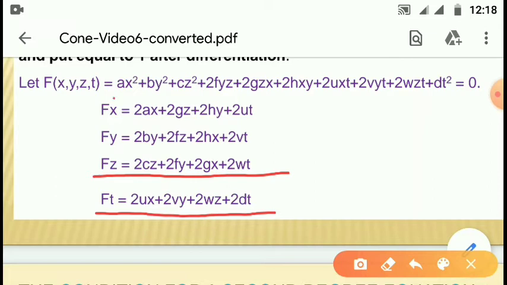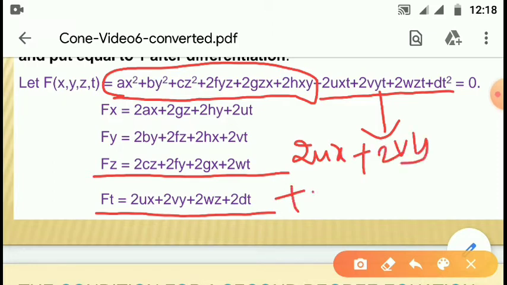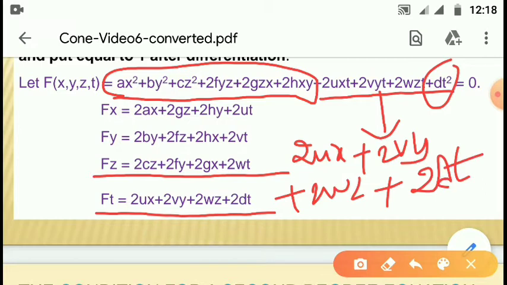Therefore the derivative of all these terms will become 0, and you will get from these terms 2ux plus 2vy plus 2wz plus dt square. The derivative of t square is 2t, therefore you will get 2dt is equal to 0. So by taking 2 common, dt is equal to 0.